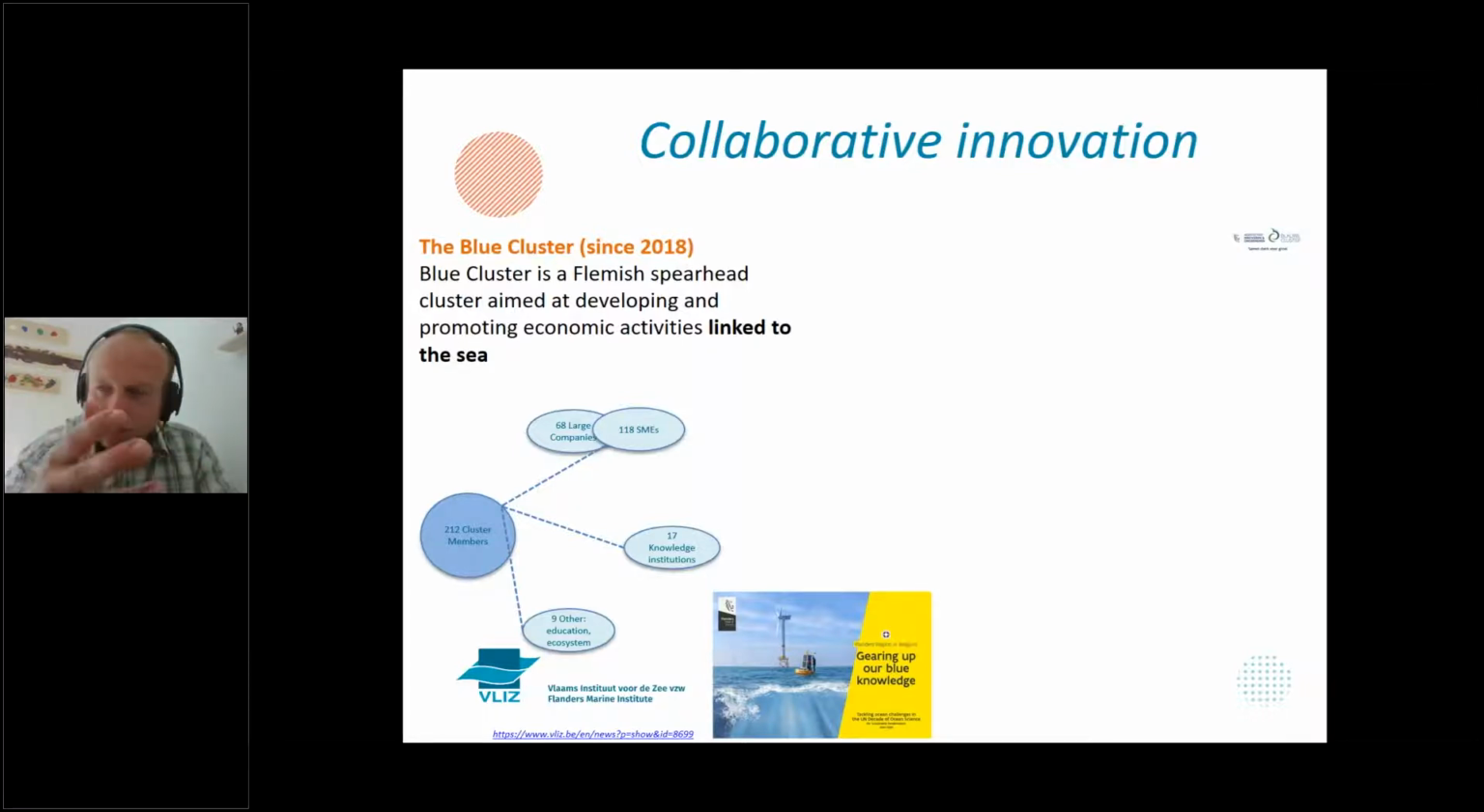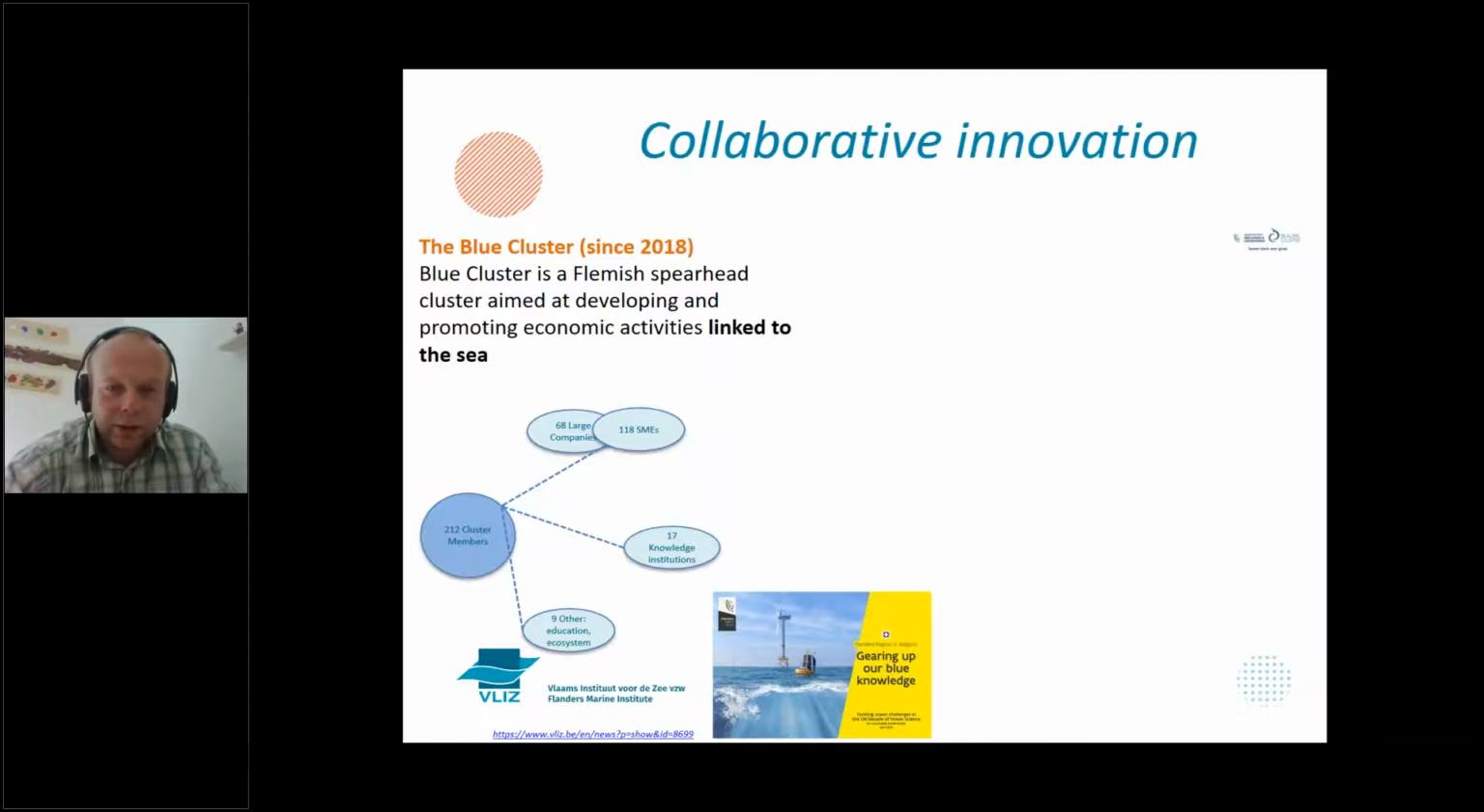So this cluster has currently over 200 cluster members, and this is composed of companies, large companies, but also small companies, and then knowledge institutes and other stakeholders. And the cluster works along different thematic themes. And for each of these themes, they have developed a roadmap. And one of these themes is ocean health and waste solutions. And I think that's well matching with the zero pollution initiative taken in this week.